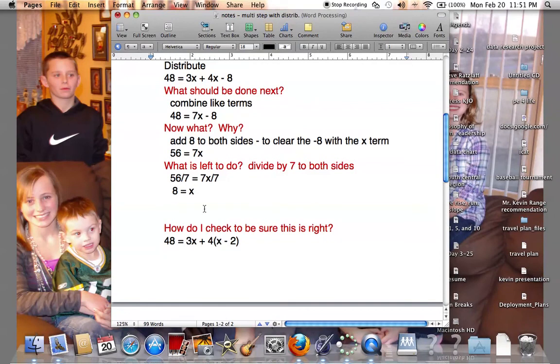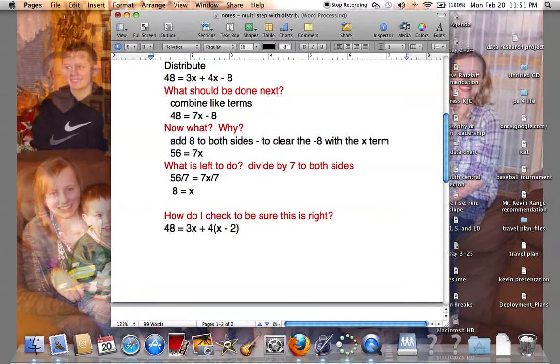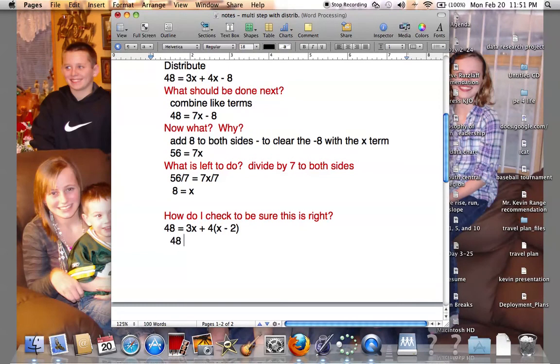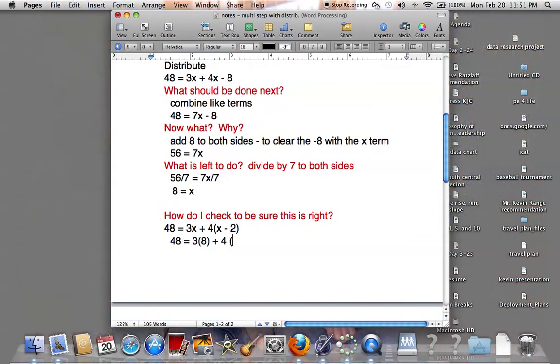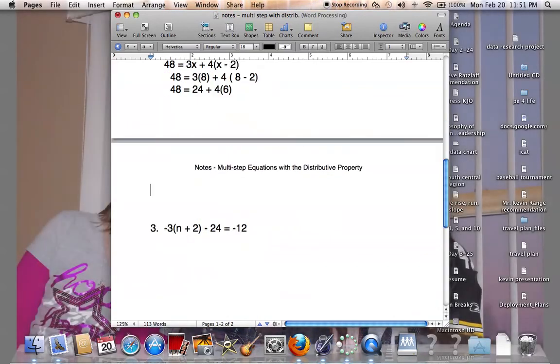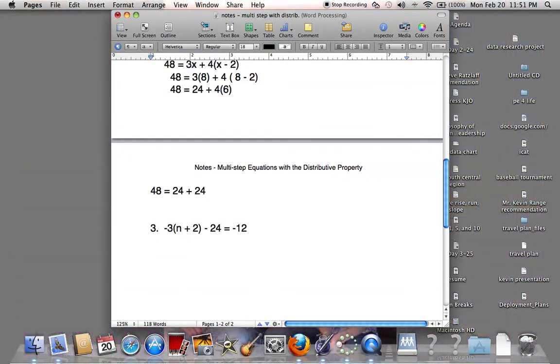And the question is, how do I check to make sure this is right? Well, again, we come to the original equation at the top, 48 equals 3x plus 4 times the quantity x minus 2, and where the x's are, I put in 8. So 3 times 8 plus 4 times 8 minus 2, and then I work out this equation. I get 48 equals 24 plus 4 times, do the parentheses first, which is 6 inside: 8 minus 2. And now we see that 48 equals 24 plus 24, and we know that we're right because we get 48 on both sides.